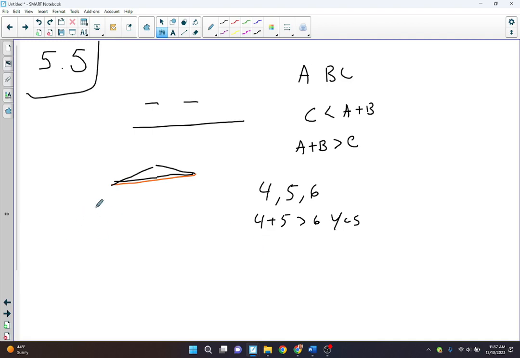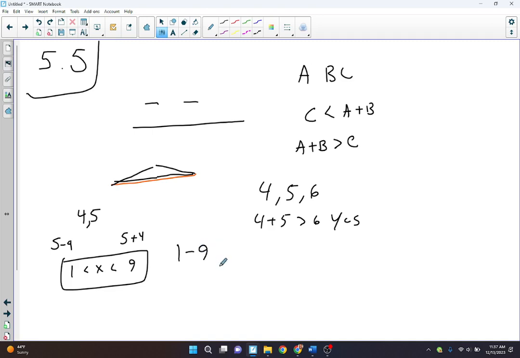If I ask you, what's the range between 4 and 5? So what's the smallest thing it could be and the biggest thing it could be? You could do 5 minus 4, which would be the smallest thing, 1, is less than x, which is less than 5 plus 4, which is 9. I have to write it that way. No, you can't just write 1, 9, because I would think that's 1 minus 9. Use words.